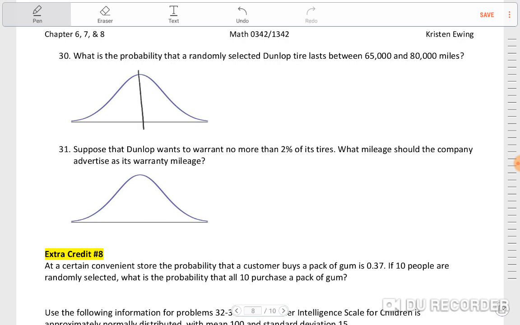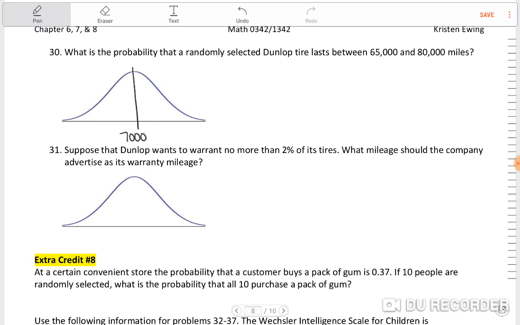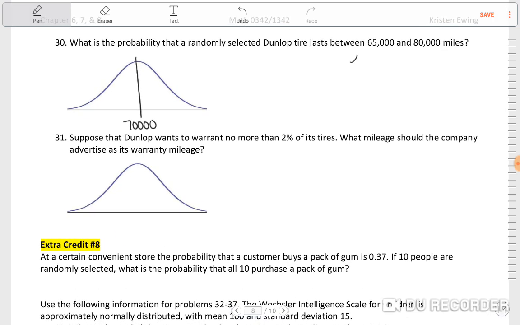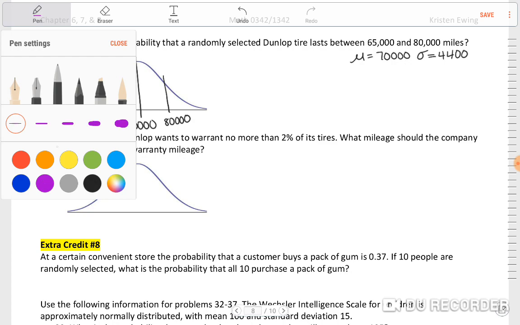So again, our mean was 70,000. Need to write that up here. Mean is 70,000. Standard deviation was the 4,400. Okay, so between 65,000 and 80,000. So 65,000 would be about here. And then 80,000 probably over here. Okay, and we're going to shade in between.